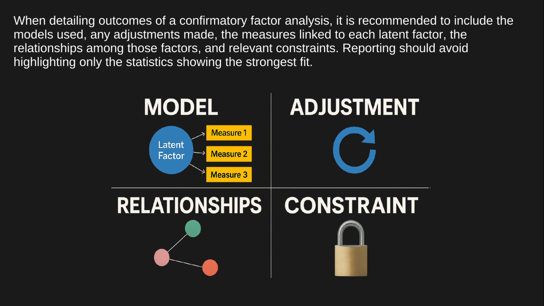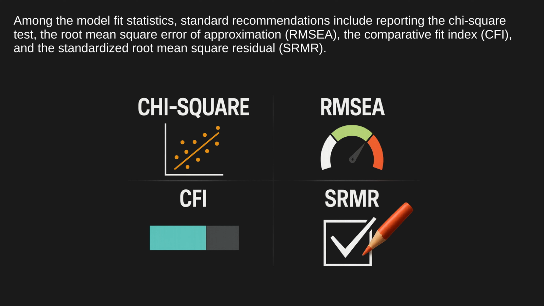When detailing outcomes of a confirmatory factor analysis, it is recommended to include the models used, any adjustments made, the measures linked to each latent factor, the relationships among those factors, and relevant constraints. Reporting should avoid highlighting only the statistics showing the strongest fit. Among the model fit statistics, standard recommendations include reporting the chi-square test, the root mean square error of approximation, RMSEA, the comparative fit index, CFI, and the standardized root mean square residual, SRMR.